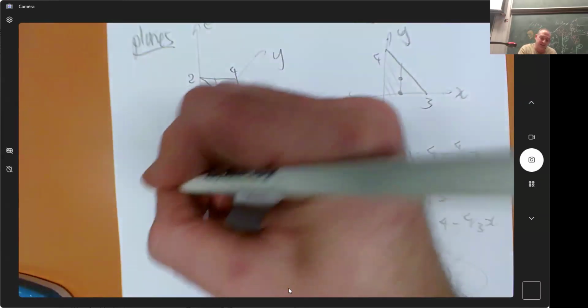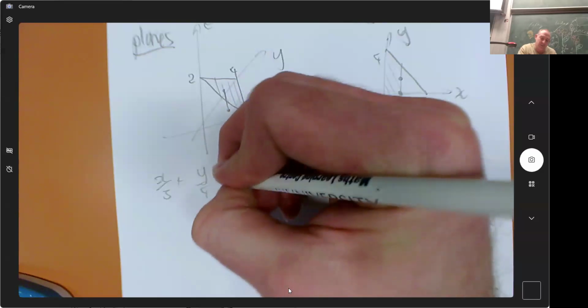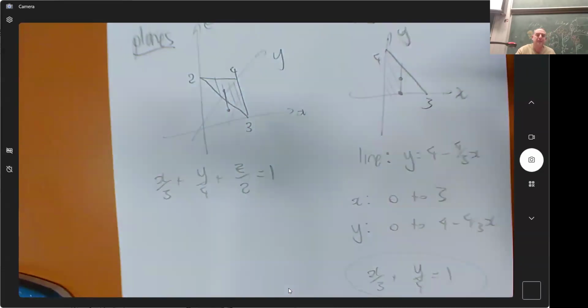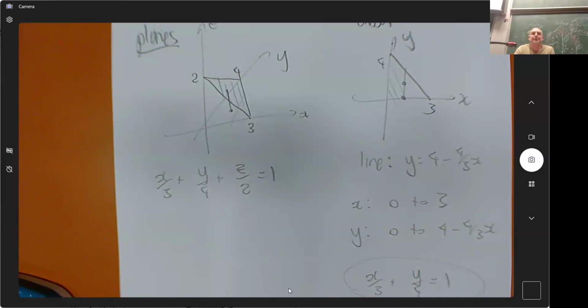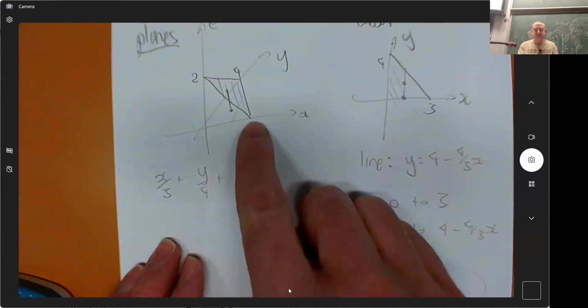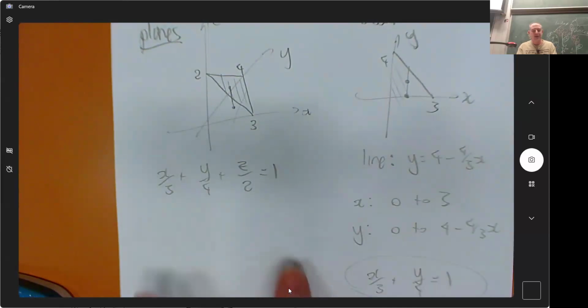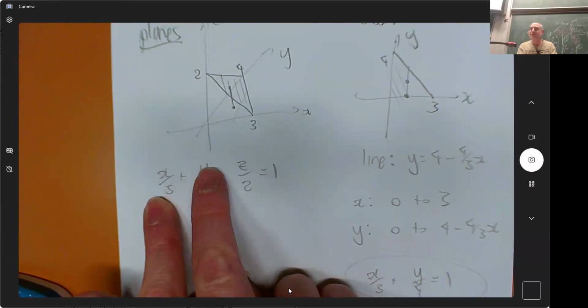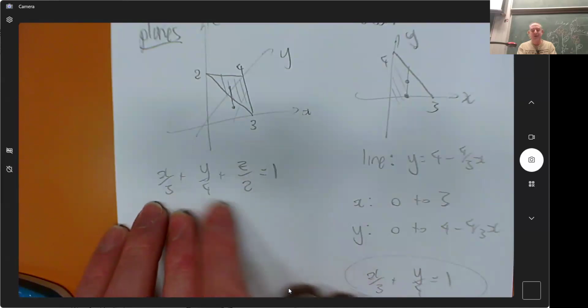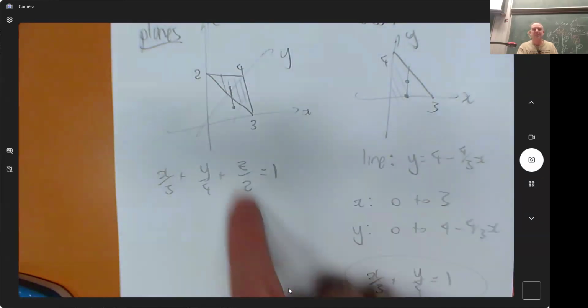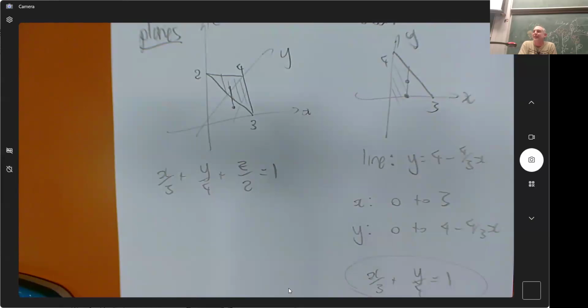For our plane, it would be x divided by 3 plus y divided by 4 plus z divided by 2 equals 1. That is the intercept form of the equation of a plane. And let's just check if it really passes through these 3 points. When the point is 3, 0, 0, I get 1. And when the point is 0, 4, 0, I get 1. And when the point is 0, 0, 2, I get 1. So all 3 of these points satisfy this equation. It must be the equation of the plane. Isn't that cool? I love it so much.